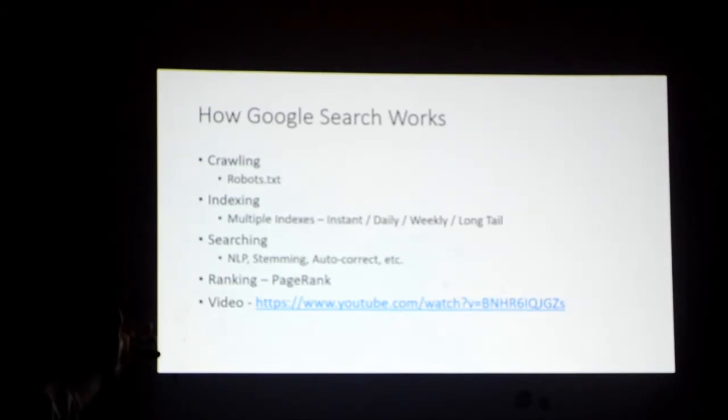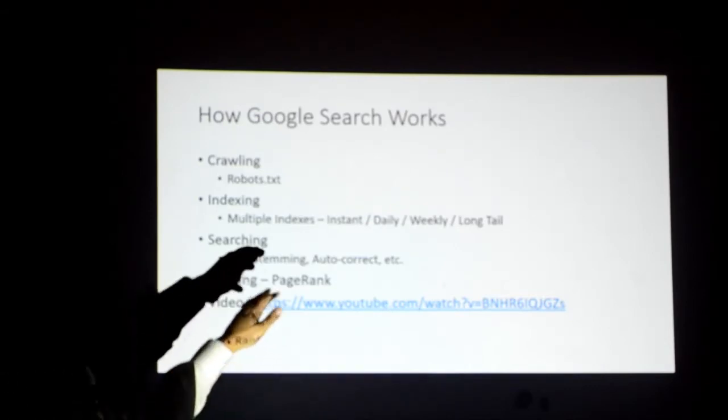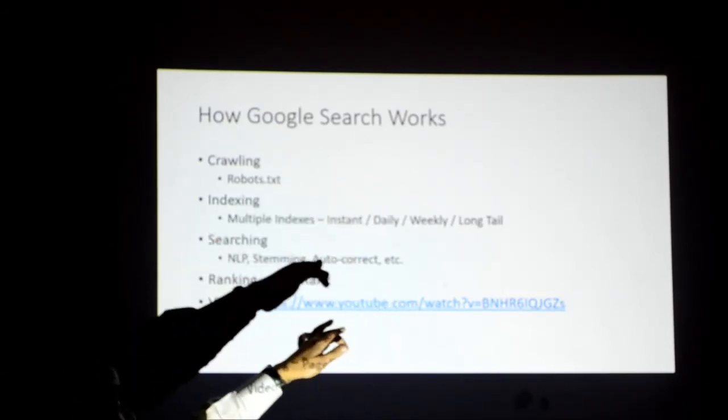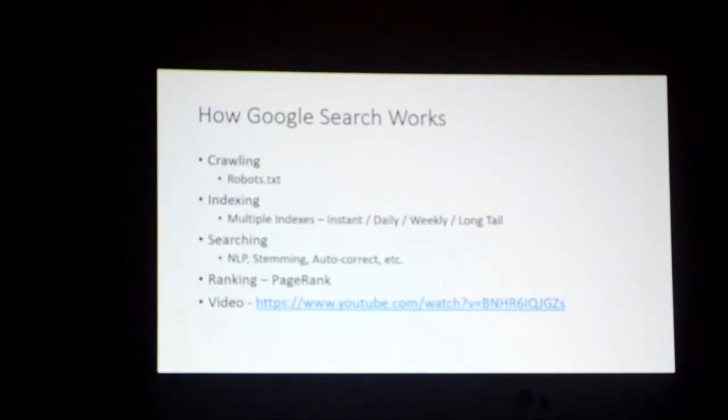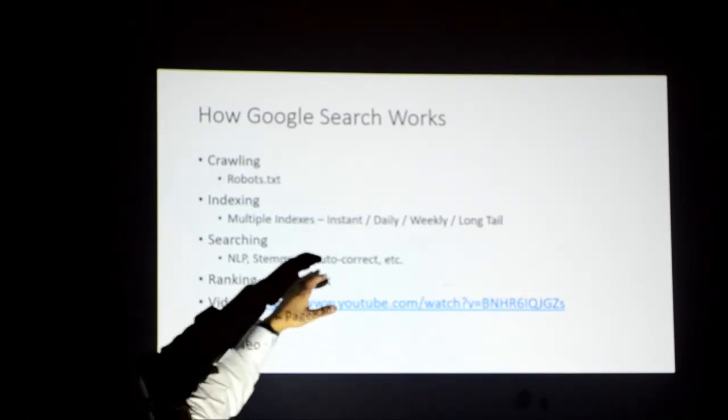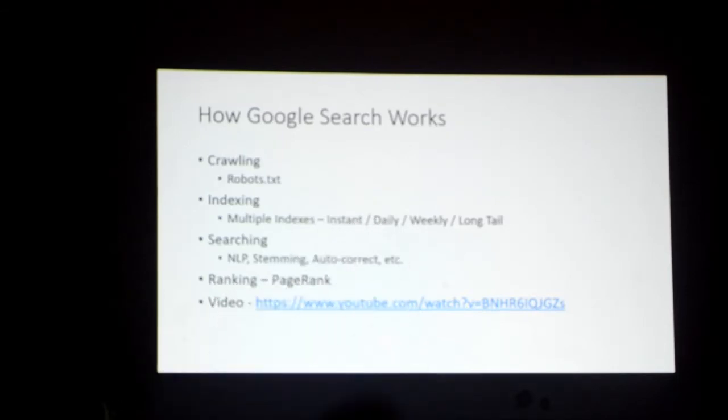Then for indexing, like I said, too much incremental indexing is not good. So it actually keeps different indexes: an instant index, a daily index, a weekly index, and a long tail index. For example, a news website will change daily, or even every 2 hours. So all the news websites will be added to its instant index. It means every 3 or 4 hours, it'll keep rebuilding the entire index.